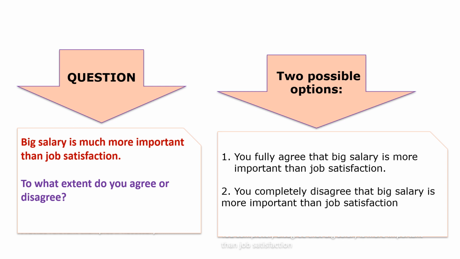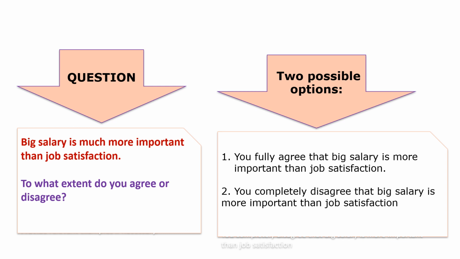Here on the left side, you can see the same question, but this time I want you to focus on the question sentence, to what extent do you agree or disagree? For such question types, you have two possible options. Option 1, you may fully agree with the topic. What is the topic? Big salary is much more important than job satisfaction. You can fully agree that yes, big salary is very important. And another option is you may fully disagree that big salary is not important.